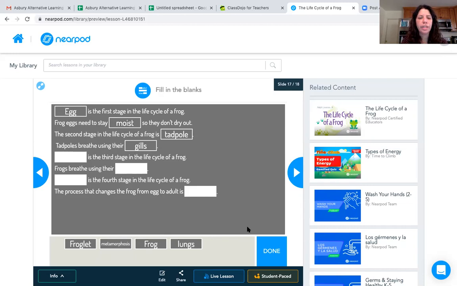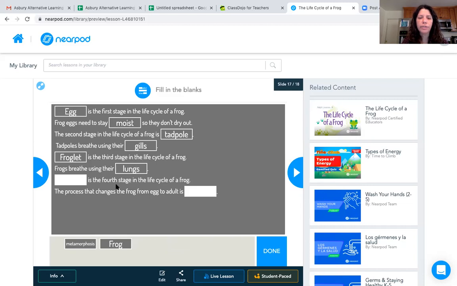Blank is the third stage in the life cycle of a frog. Well, let's see what we have. We have froglet, metamorphosis, frog, lungs. So I know it's going to end up as a frog. So the third stage must be froglet. Frogs breathe using their, I already used gills. And once they're a frog, they can live on land. So they must use their, that's right, boys and girls, lungs, just like you and I.